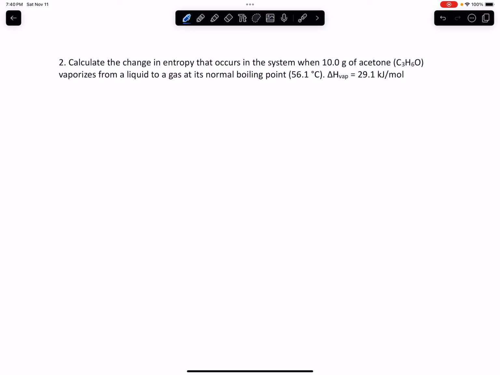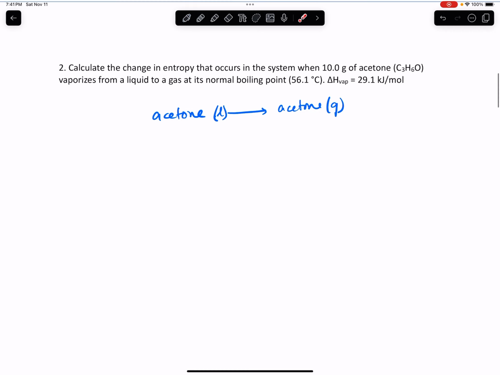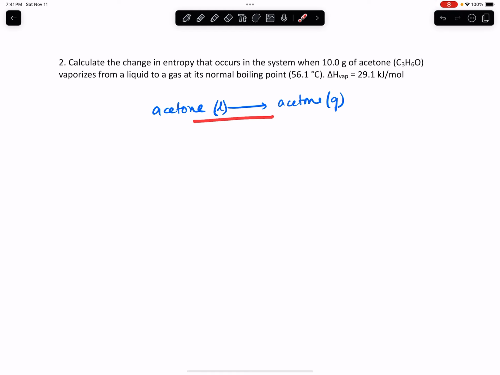So the first thing to realize is if you have any compound, in this particular case acetone, changing its state, going from liquid to a gas, so acetone liquid to acetone gas, the temperature at which this takes place is the boiling point in this case. So T is equal to 56.1 degrees Celsius.